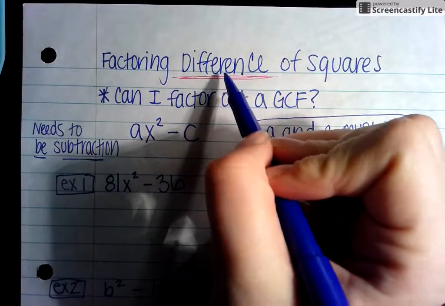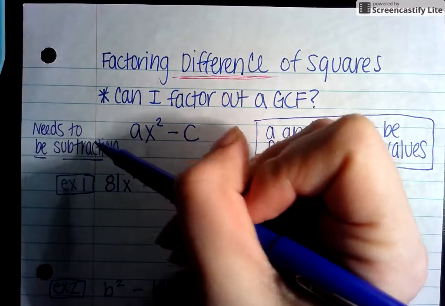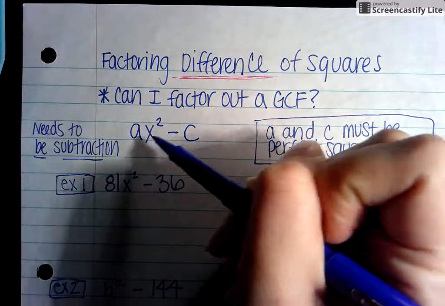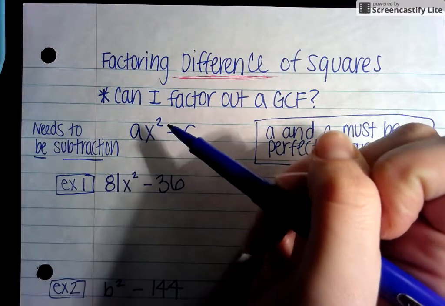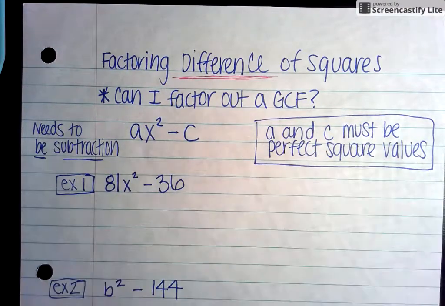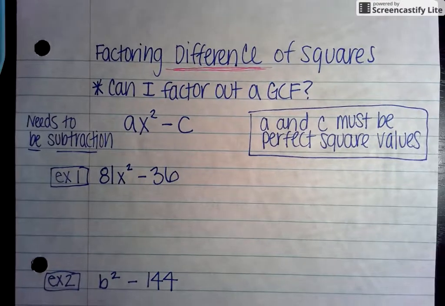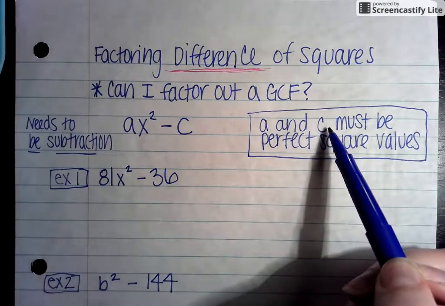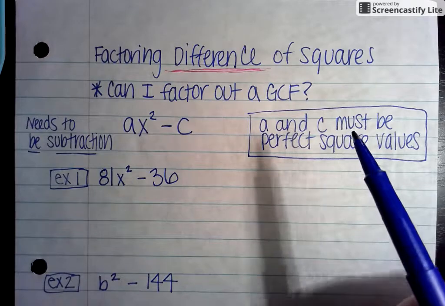Now, because it's factoring the difference of squares, it needs to be subtraction. If it was plus, you would not be able to do this type of problem. So it needs to be subtraction. Also, you do not have a b term, so it's not a trinomial anymore. It is a binomial, so it has two terms, and your a and c values must be perfect square values.